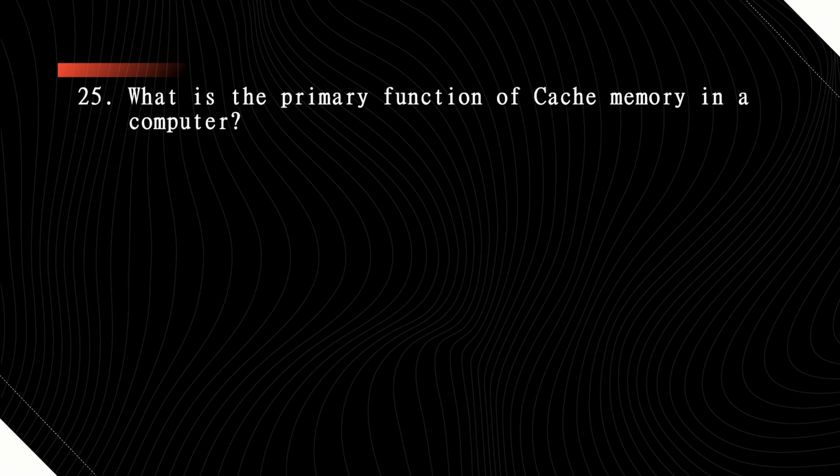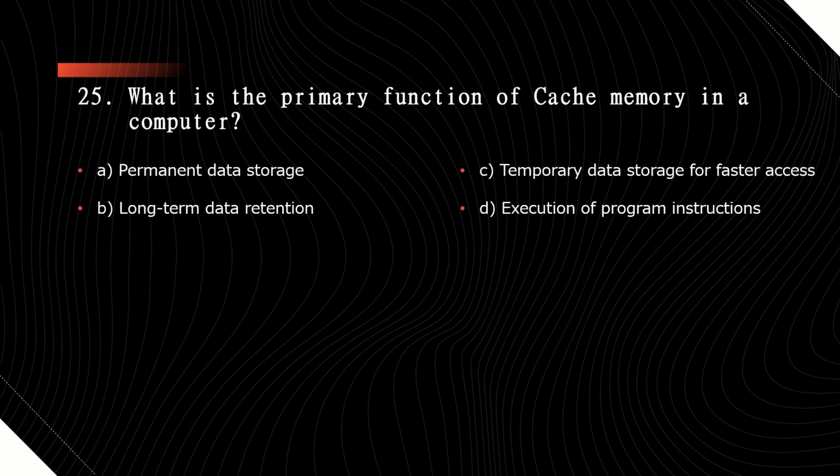What is the primary function of cache memory in a computer? Options: A. Permanent data storage. B. Long-term data retention. C. Temporary data storage for faster access. D. Execution of program instructions. Answer: C. Temporary data storage for faster access. Cache memory stores frequently accessed data closer to the CPU, reducing access times and improving overall system performance.